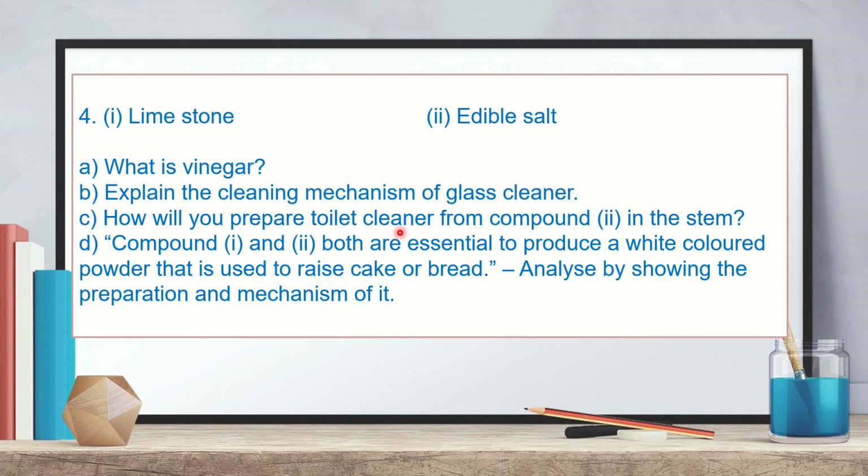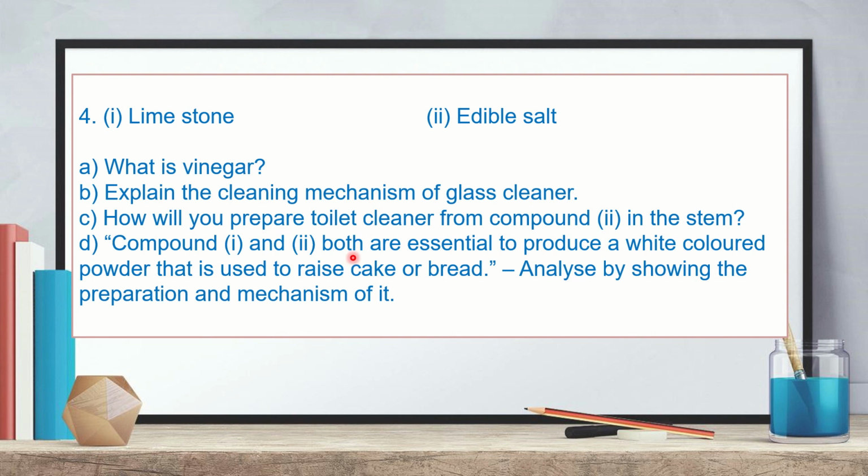How will you prepare toilet cleaner from compound 2 in the STEM? Here, compound 2 is edible salt, and when the aqueous solution of edible salt is electrolyzed, the main component of toilet cleaner, sodium hydroxide, is produced. So you have to write the electrolysis process of edible salt for the preparation of the main component of toilet cleaner, that is sodium hydroxide.